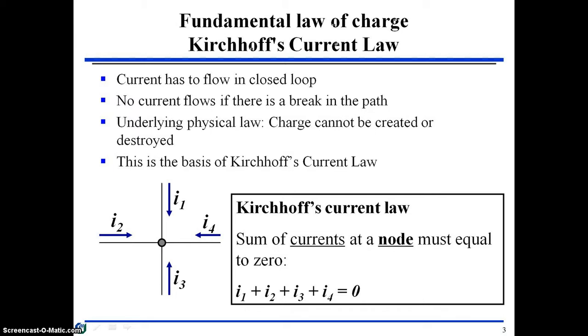We want to know what a node is. A node is a junction between two branches. If two branches are connected at a single point, it is called a node. The sum of current at a single node is equal to 0. That is, current towards the node equals current away from the node.